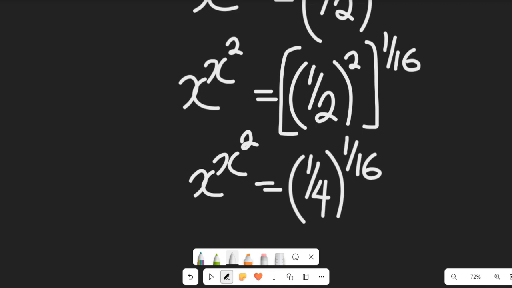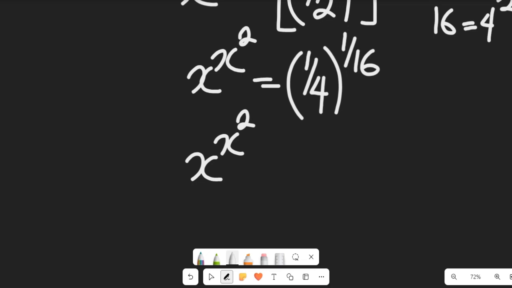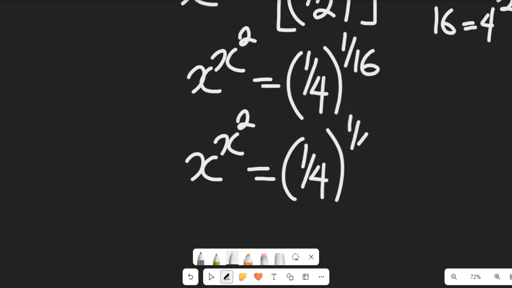Now check out 16 very well. 16 can be equal to 4 squared, right? So that means I can still break up that expression to give me a simpler term, and that will be x to the power of x squared equal to (1/4) to the power of (1/4) all squared. Now, can you see what I'm saying?